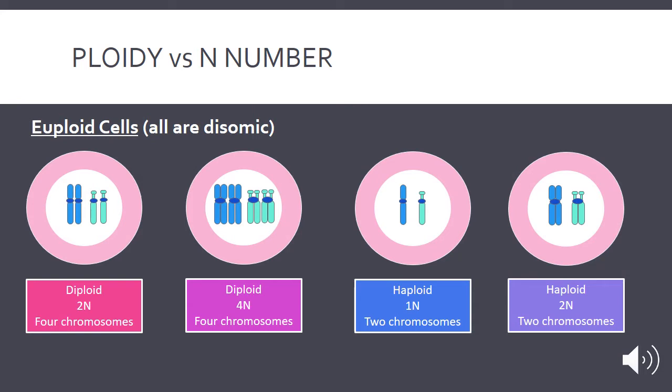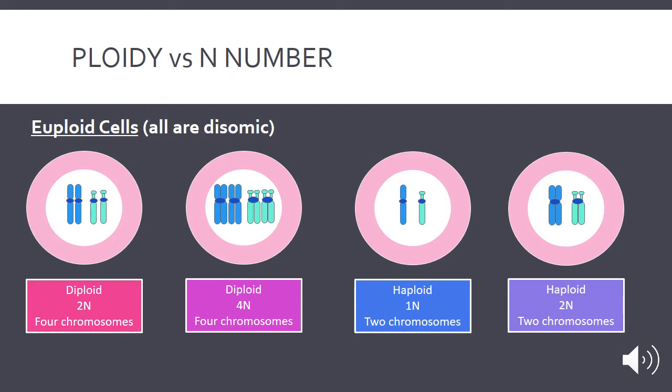Okay, so for some visuals here, all of these cells shown are euploid and they are all disomic. So they have the proper ploidy number, which in humans is 2 copies of each chromosome. The first is a diploid cell, 2 copies of each chromosome, and it's 2N because for each DNA molecule we have 2 copies. In this particular cell we have 4 chromosomes but 2 pairs, so the blue represents 1 pair and the green represents a second.